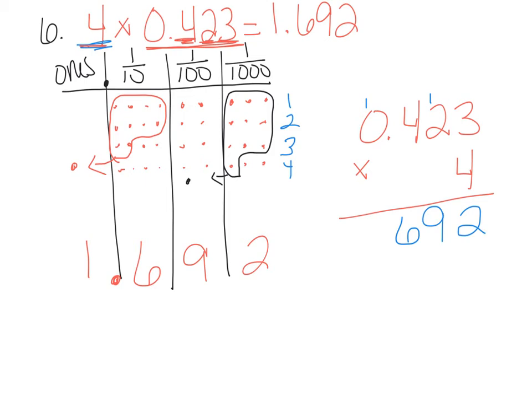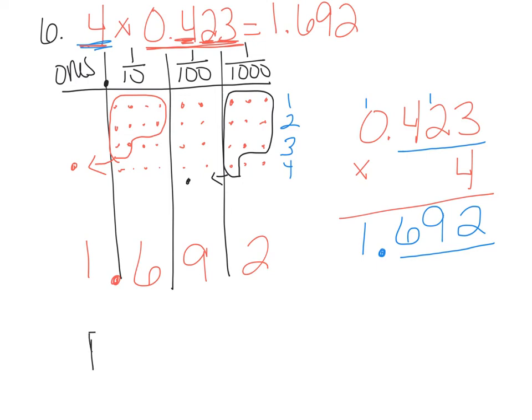So 4 times 0 is 0 plus the 1. So now if you notice, I have 3 numbers after my decimal. So I need to have 3 numbers after my decimal in my product. So that tells me where I need to put my decimal. So 423 thousandths with 4 copies of it is 1 and 692 thousandths. We're not done. So now we're going to show using the area model, which I really like.